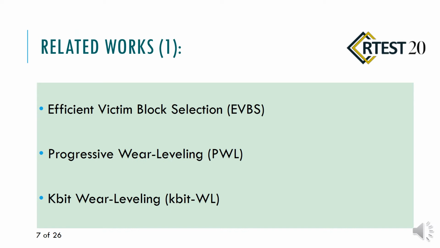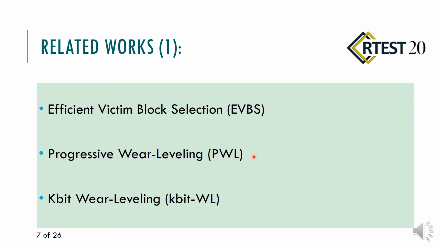Now, let's review some related works. First, efficient victim block selection or EVBS. EVBS employs a data structure containing a group of arrays that help the garbage collector to select a region of blocks containing the most invalid pages. This method would improve the lifetime of flash memory. However, if the number of blocks in a region increases, the performance may be degraded.